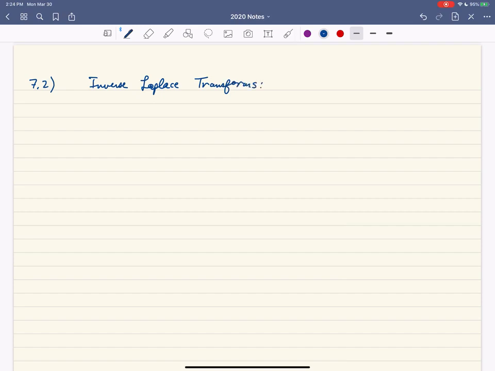And the idea here is that what we've done so far is I give you the input function little f and you calculate capital F, right? You calculate the transform. But what we're going to do next is go the other way. I give you the transform, you give me the input function. Okay, so that's what we're going to do.